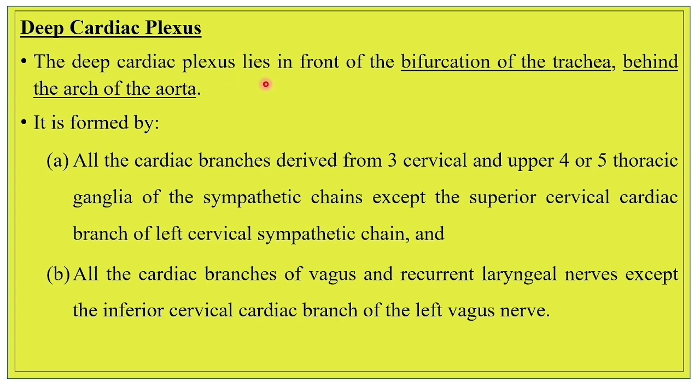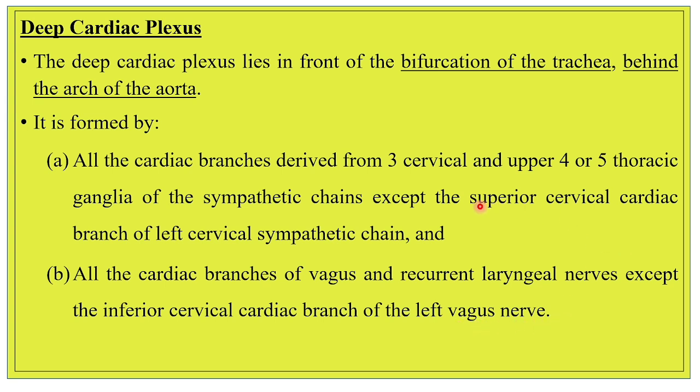The deep cardiac plexus lies in front of the bifurcation of the trachea, behind the arch of aorta. So it is located anterior to the bifurcation of the trachea and posterior to the arch of aorta. It is formed by all the cardiac branches derived from the 3 cervical and upper 4 or 5 thoracic ganglia of the sympathetic chains, except the superior cervical cardiac branch of the left cervical sympathetic chain, and all the branches of the vagus nerve and recurrent laryngeal nerves except the inferior cervical cardiac branch of the left vagus nerve.